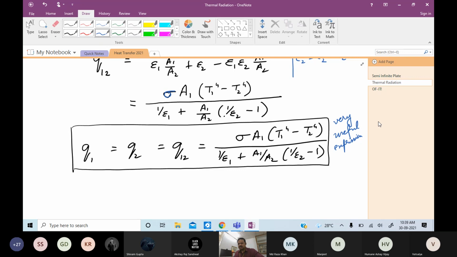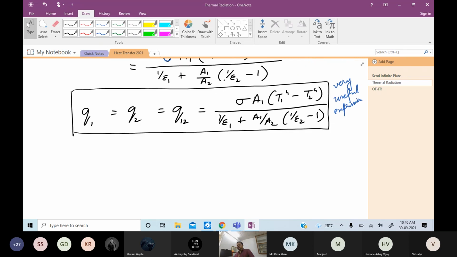So let us look at this. Let us just think back and see what all we did. We took two annular spheres and looked at the radiation exchange between the outer surface of the inner sphere and the inner surface of the outer sphere. Clear? And we found this expression.